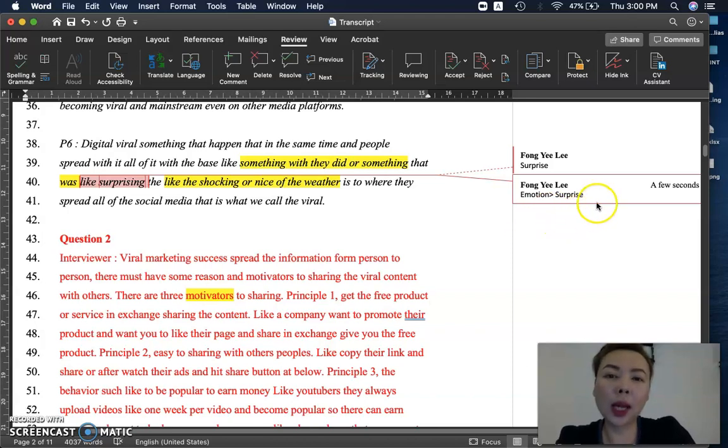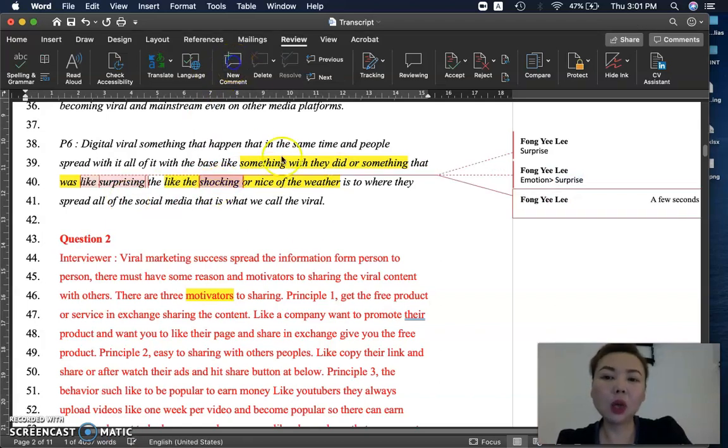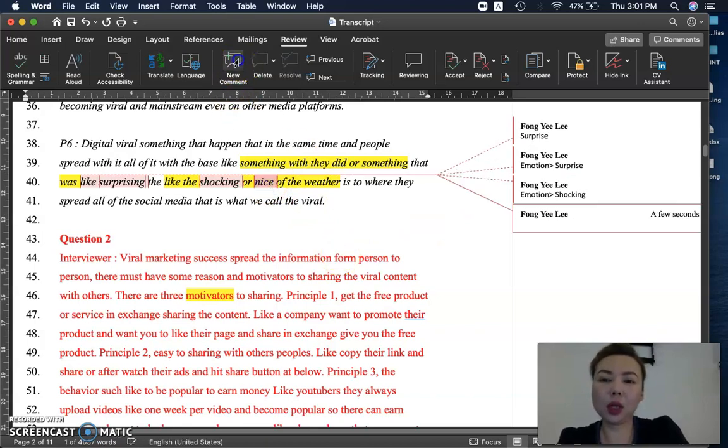What I'm doing here is a coding exercise. I'm categorizing the concept into a category, and the category is called codes. Okay, I'm doing coding. So the code I get here is surprise. And let's take shocking. You can double click and hit new comment. This is also emotion evoked. What is the emotion? That is shocking. And also nice. I will just hit a new comment. That is also emotion of feeling. Feeling nice, good feeling.